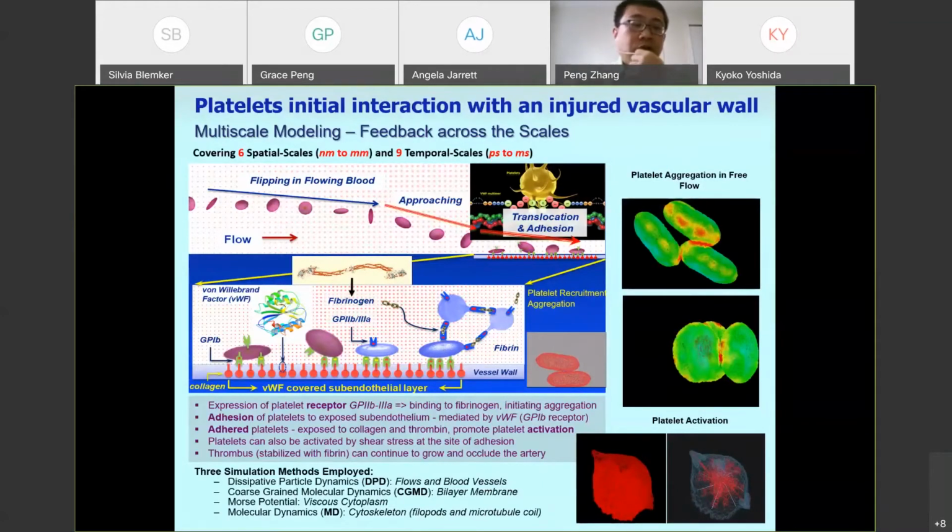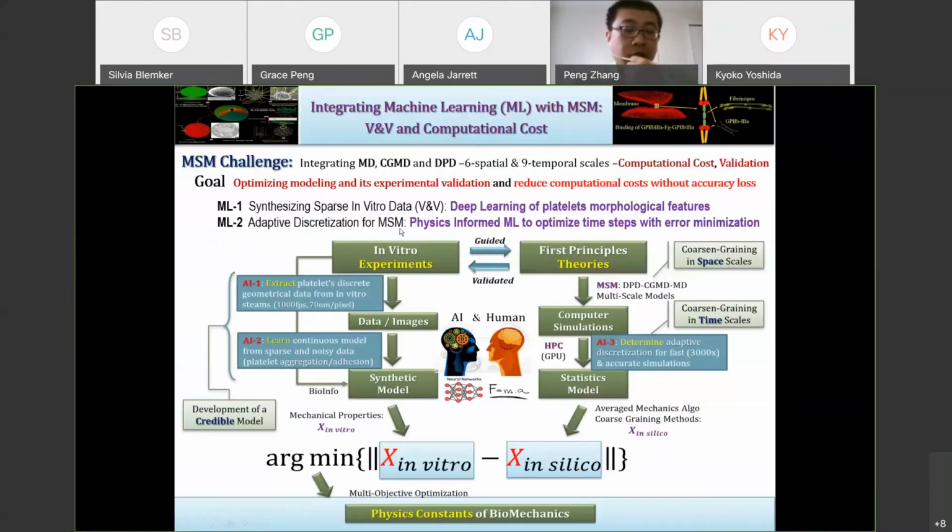So next, let's look at the overview of our numerical multiscale modeling framework. As for most modelers, we are also facing 2 challenges. One is the computational cost, the other is the validation of our predictive in silico data. That is why we have introduced 2 machine learning pipelines to address these challenges more efficiently. Here, this is the first pipeline, used to synthesize the sparse and noisy in vitro data from the experiments. The purpose is to establish the numerical correlation across the different spatial and temporal scales between the in vitro experiments and the in silico simulations.